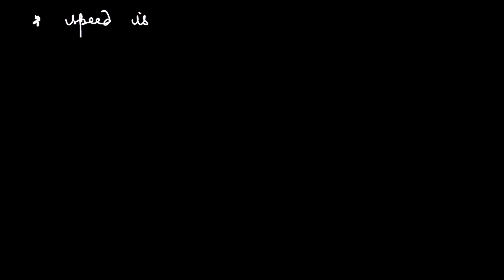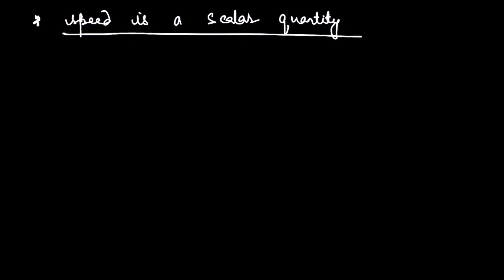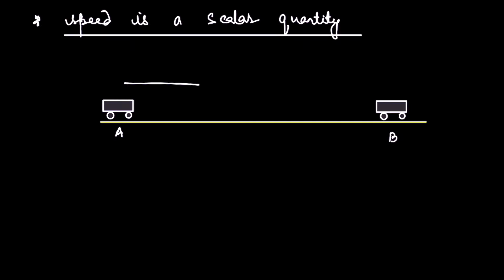Speed is a scalar quantity. It means that it doesn't depend upon direction. If a body moves from A to B with a speed of 5 meter per second and comes back from B to A with a speed of 10 meter per second, here in both cases, speed will be positive because speed doesn't depend upon direction, whether it is moving towards the right or left.